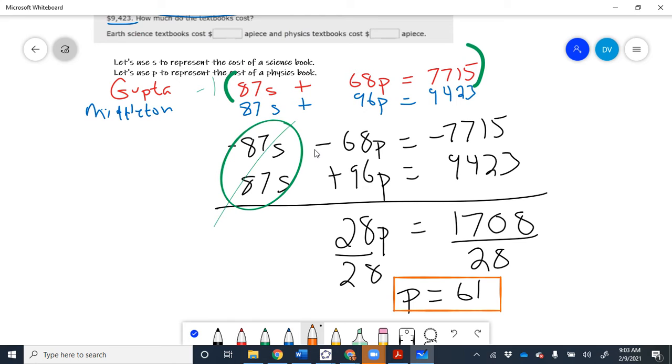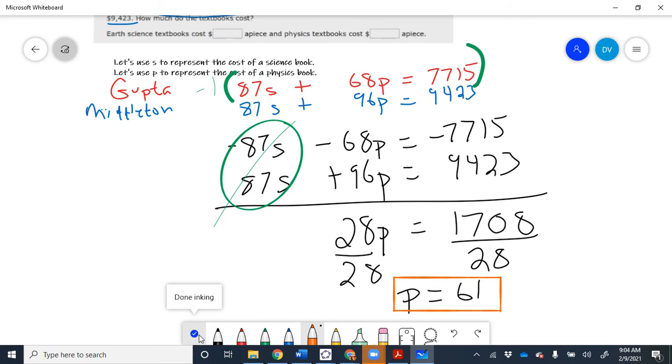Okay. So now we're going to go back to either the red or the blue, whichever one you like better. Tell me what you think. They'll both work, but which one do you want to work with? The blue one or the red one? The original equation. Okay. The blue one is fine.